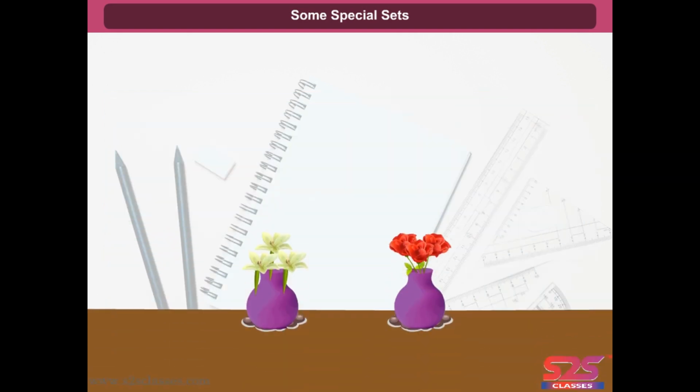Have a look at these flowers. These are roses and orchids in the vases. If we create a set of flowers whose name starts with L, then it will be an empty set because there are no flowers in the combination whose name starts with L.